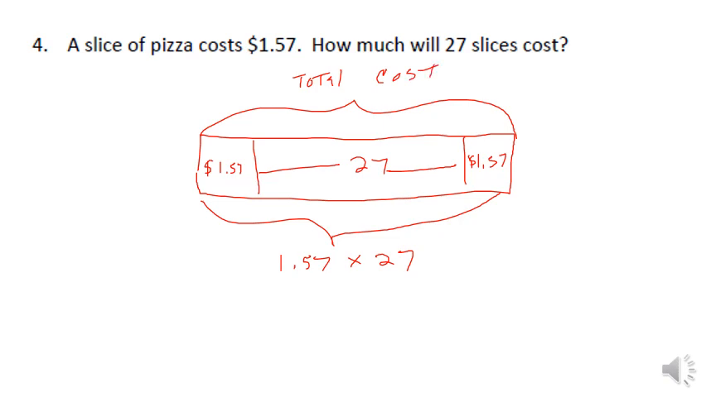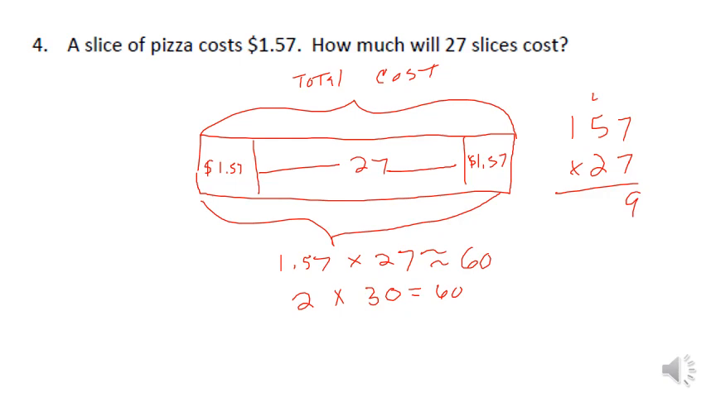So to do an estimation, 1.57 is going to be closer to 2 than it is to 1. 27 is going to be closer to 30 than it is to 20. So I know this should be approximately 60. So now I'm going to take my 157 times 27, just take the decimal out. 7 times 7 is 49. 7 times 5 is 35, and 4 would be 39. 7 times 1 is 7, and 3 is 10.